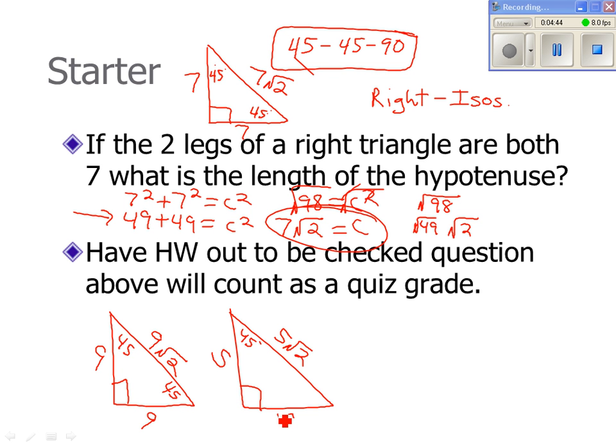Every single 45, 45, 90 triangle, that's the way it's going to work out. So if you pick up on that pattern, do we have to go through all this work we did with the Pythagorean theorem? No. It's too much work. Now, does that mean that every triangle is going to be a 45, 45, 90 triangle? No, there's billions and billions of other triangles that aren't 45, 45, 90s.